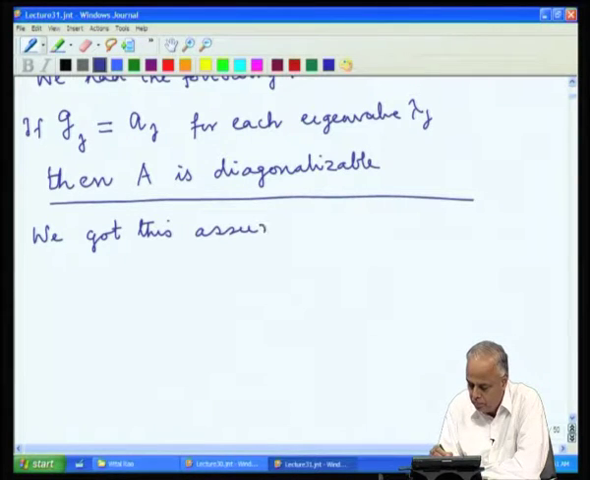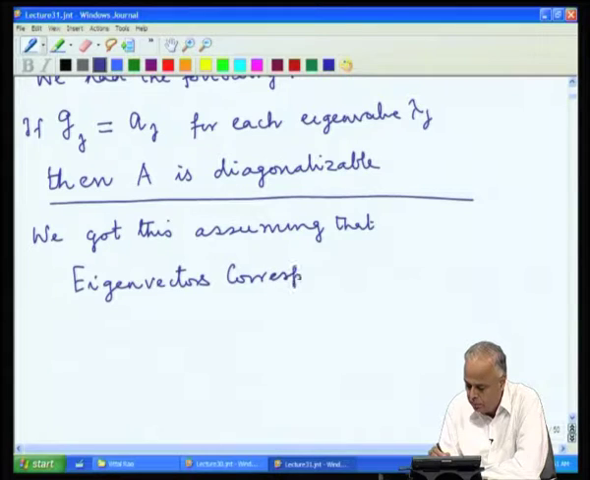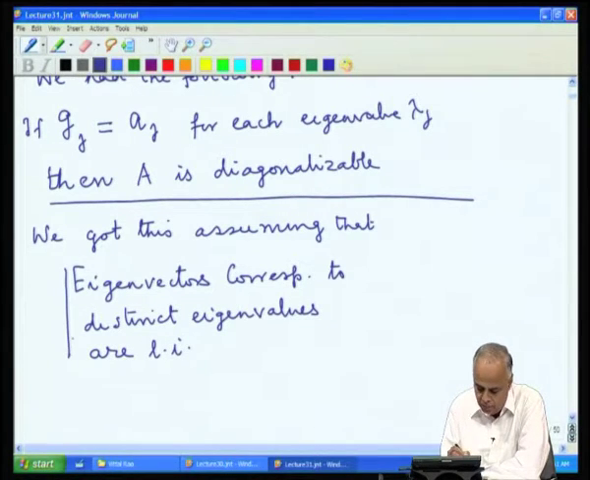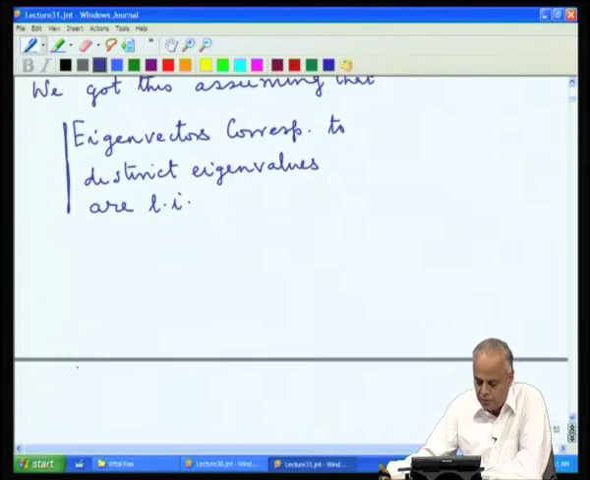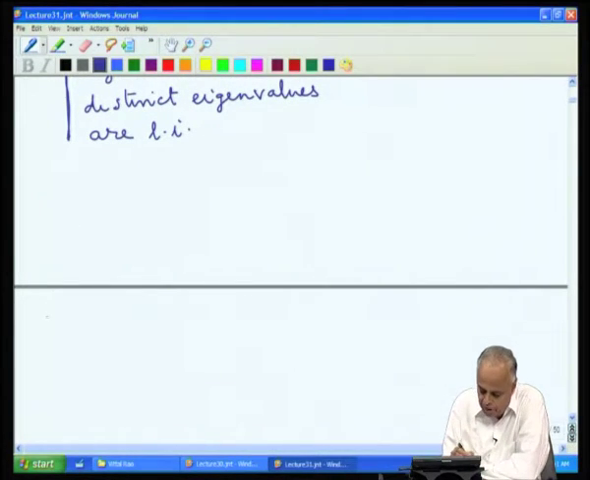This was our main result, and we got this assuming another result which we said we will prove later: the eigenvectors corresponding to distinct eigenvalues are linearly independent. We had not yet proved it. In this lecture, we will eventually get to proving this result. But let us look at some examples again to illustrate what we have got.